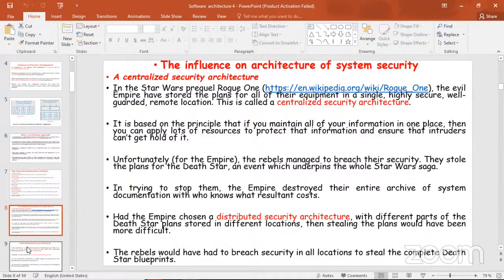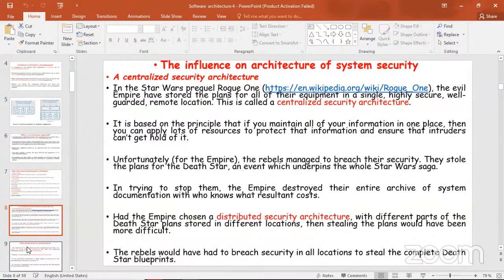And oftentimes, from research, we have found out that having a lot of security in one location is a very dangerous venture, right? So unfortunately for the empire, in the example above, the rebels managed to breach their security. They stole the plan for the Death Star, an event which underpins the whole Star Wars saga. In trying to stop them, the empire destroyed their entire archive of system documentation, with who knows what resultant costs.